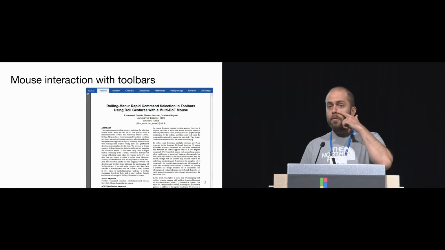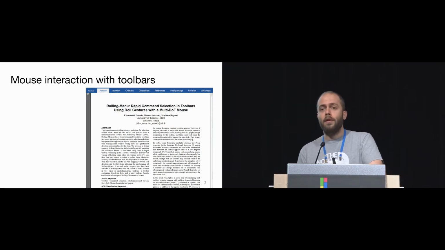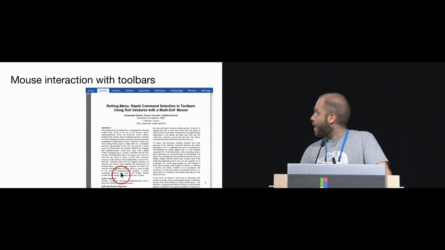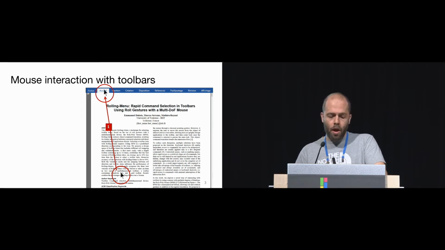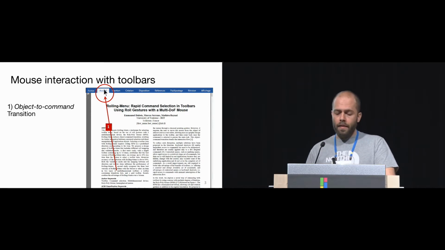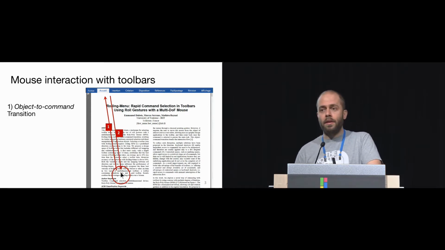The usual interaction with toolbars is carried out with the mouse through a classical pointing gesture. It requires the user to move the mouse pointer from the object of interest, which will be the text in a text editor, or the drawing area in a graphic design application, to the toolbar. This is what we call the object to command transition, and then come back once the command is selected to pursue the main task, which will be called command to object transition.